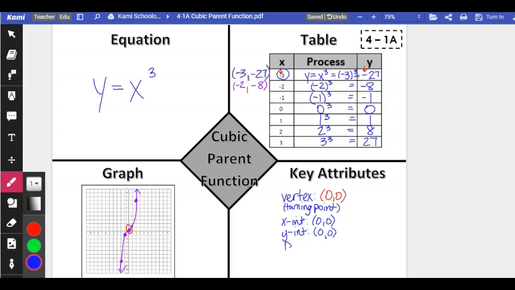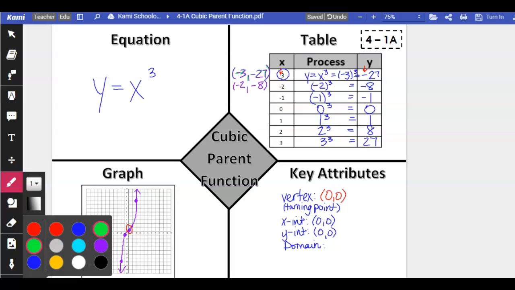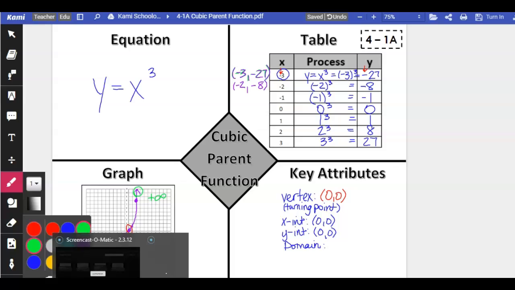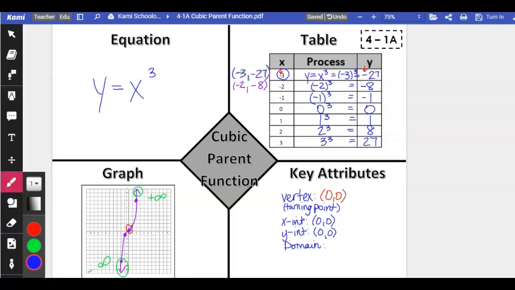The domain, well, if I go from the left boundary to the right boundary, maybe this is a good time for the green. My left boundary, I don't have a boundary because I have an arrow, so that's -infinity. And my right boundary, I don't have a boundary because I have an arrow, that's +infinity. So whenever I write my domain, that's all real numbers. Now I've got a similar situation for the range. From bottom to top, there's arrows. So for the range, again, all real numbers.